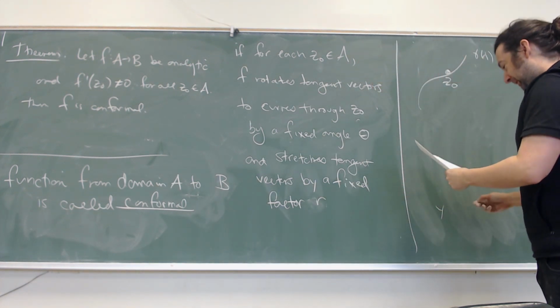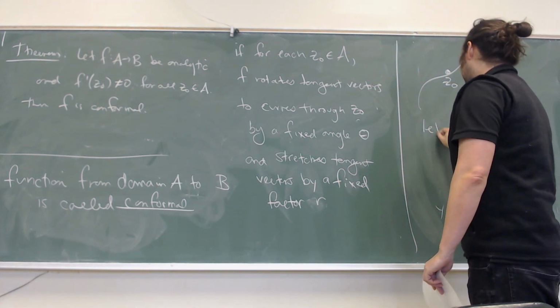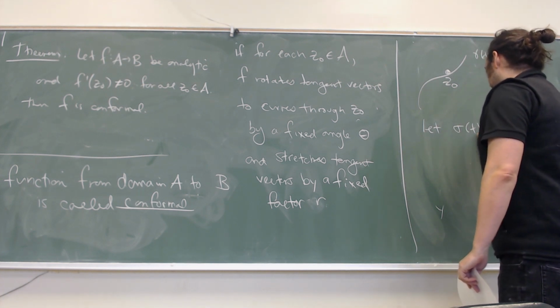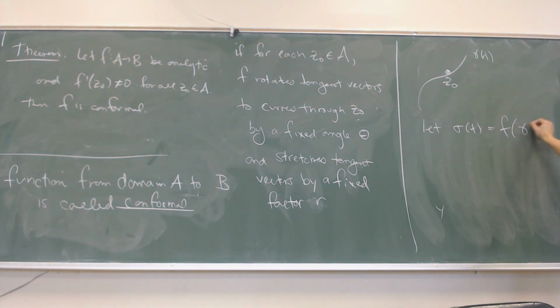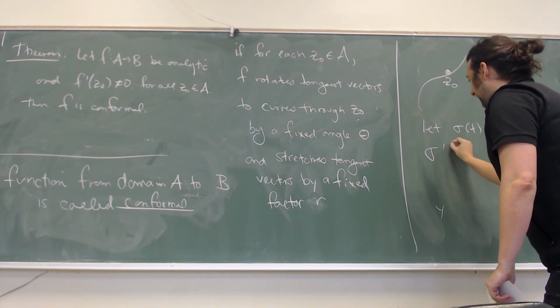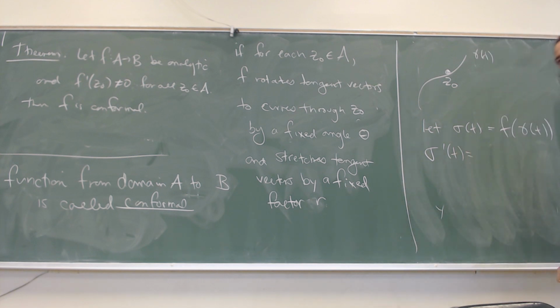So here's the proof. Let sigma of t be equal to f of gamma of t. Since we're in the second complex analysis class, we could use a new Greek letter. Then sigma prime of t is equal to, well, the chain rule says this is f prime of gamma of t times gamma prime of t.